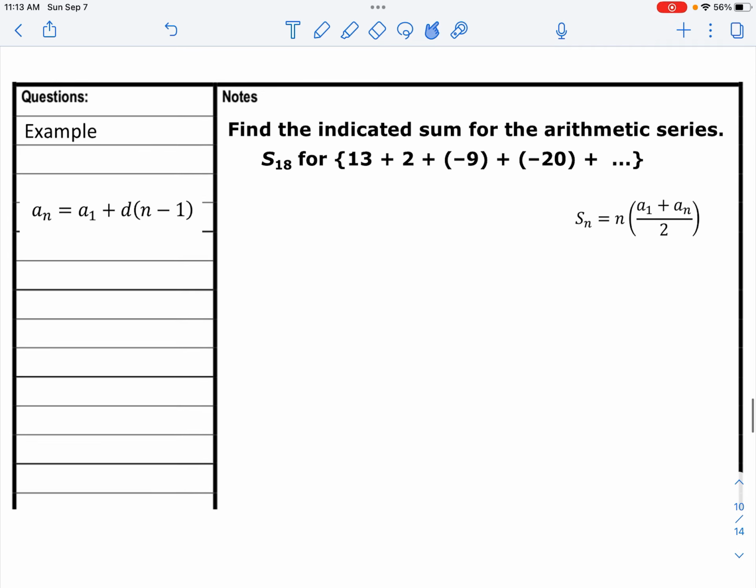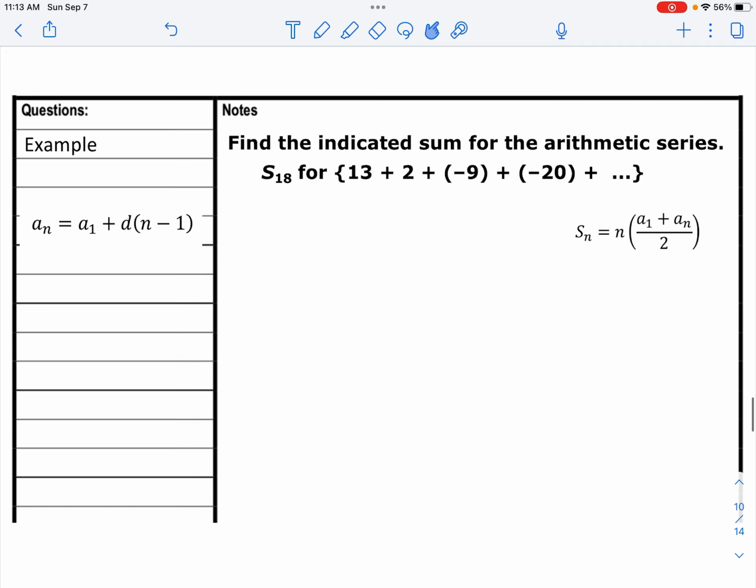Okay. It says find the indicated sum for the arithmetic series, and in this one they want the S sub 18. What that means is they want the sum of the first 18 terms. Now, if you write out all 18, that's going to take you a while, and then you got to add them all together. So this is going to be way faster to use. So let's see what we know. Do we know what n is? Yes, we know that that's 18.